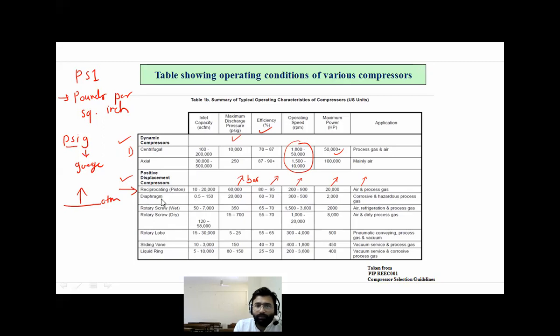Then we have diaphragm type, rotary screw dry, rotary lobe, sliding vane, and liquid ring. So all these are compared here. Remaining rotary types are mostly used in process industries and air industries. For vacuum service, we go with the sliding vane and liquid ring. So which one has the highest efficiency? Mostly we can say axial type and reciprocating air type have the highest efficiency. Which one requires maximum horsepower? Axial type requires the maximum horsepower compressor work.